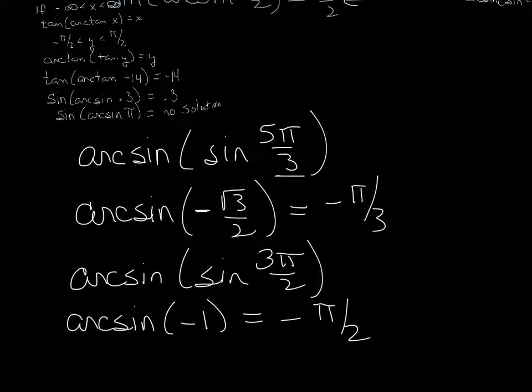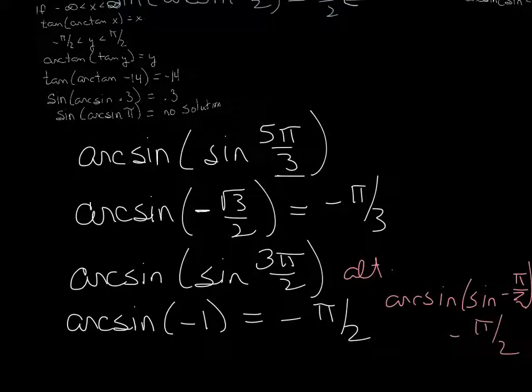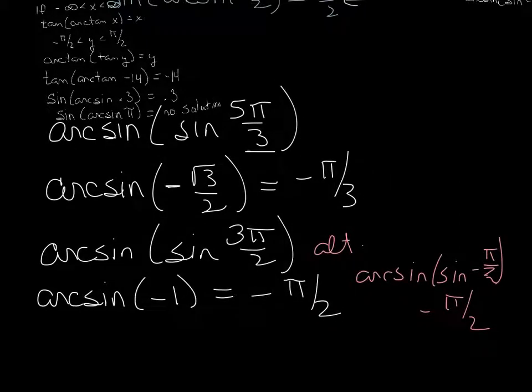Okay, we can work it from the inside out. Or you can recognize immediately that 3 pi over 2 and negative pi over 2 are the same thing and replace that. Alternatively, you could say the arc sine of the sine of negative pi over 2, and so that equals negative pi over 2. If you recognize that angle. But you can always work it from the inside out. Wait, how would you?